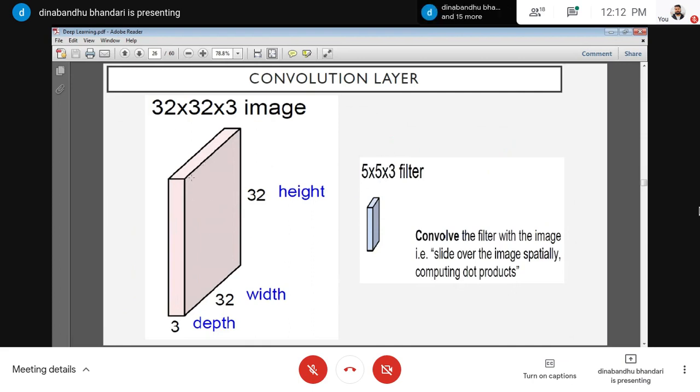Then you shift this a little bit, maybe 1 pixel, to the right side, and again to the right, and keep going. Here it is 32 by 32, so 2 will be deducted here and 2 will be deducted here. So it will become 28 by 28, and it will generate a 28 by 28 two-dimensional matrix, if you slide this filter over the image, computing dot products.